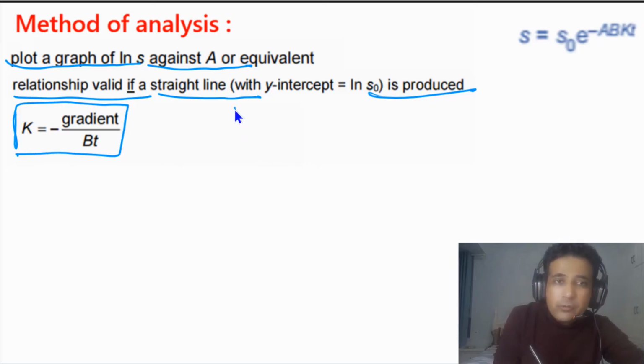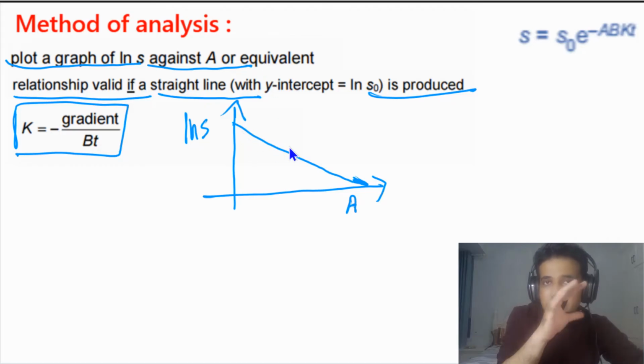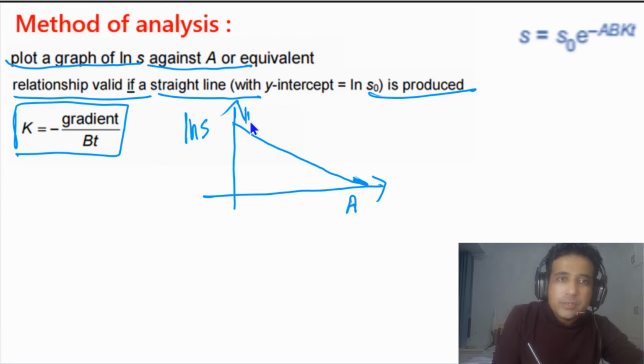I always advise it is better to sketch the graph. So you can also sketch the graph like that. So ln S is here and this one is A, and you can draw here. If you have forgotten to write the first one and you have shown this graph, when you have sketched this graph, you will get the mark. So this one is ln S. Now, 3 marks for this.